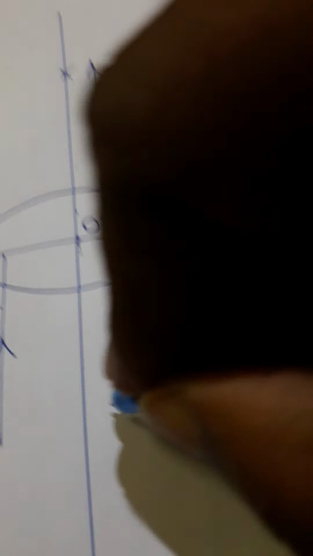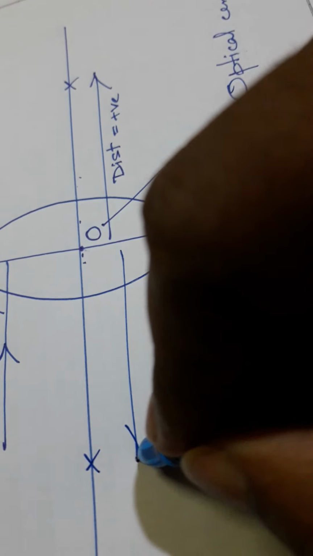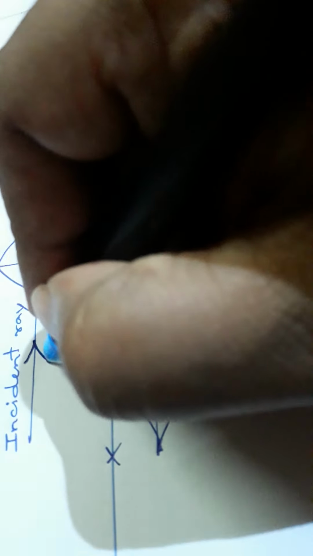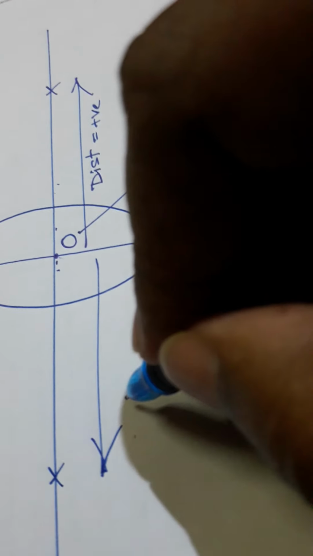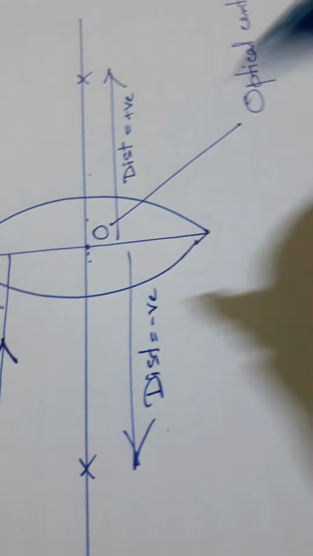Now if the object is somewhere here, the distance from the optical center is opposite to the incident ray. You see, this is the incident ray, and this distance is in the opposite direction, so it is taken as negative.